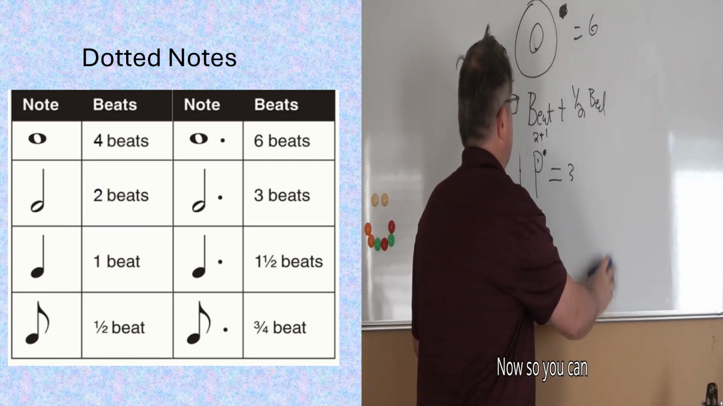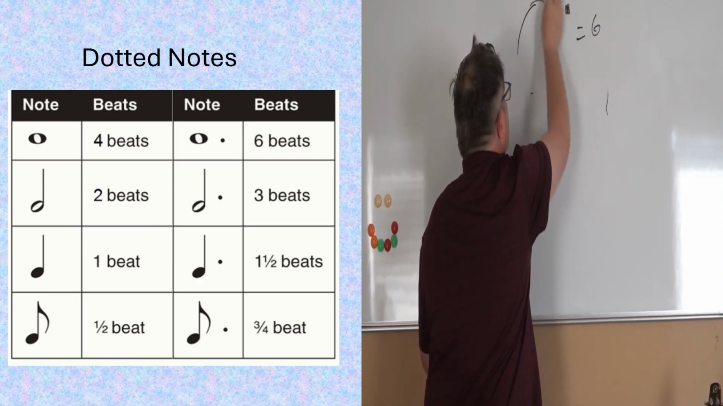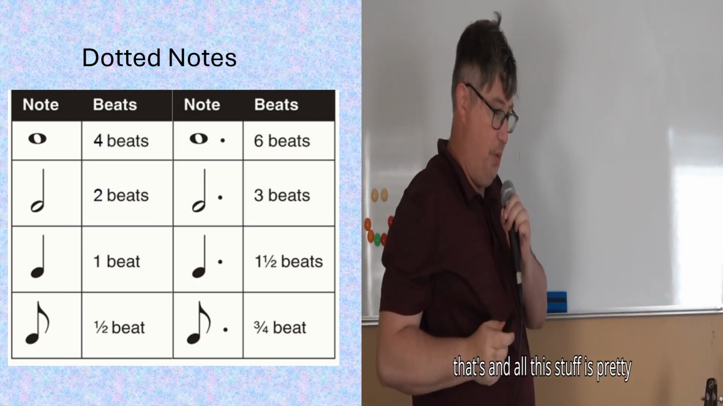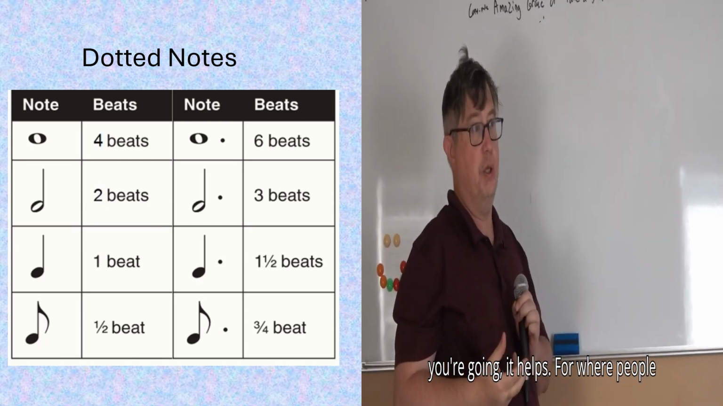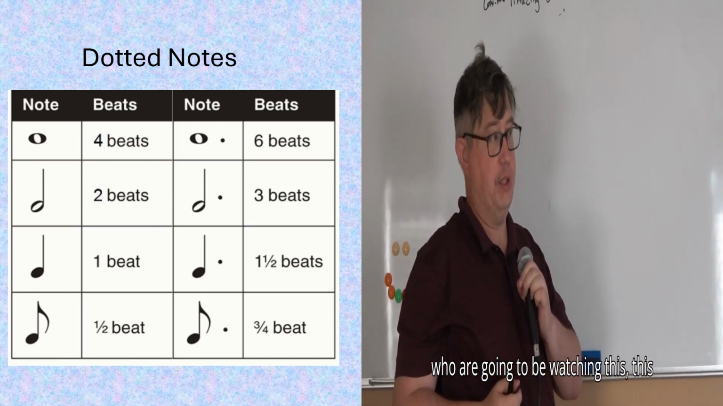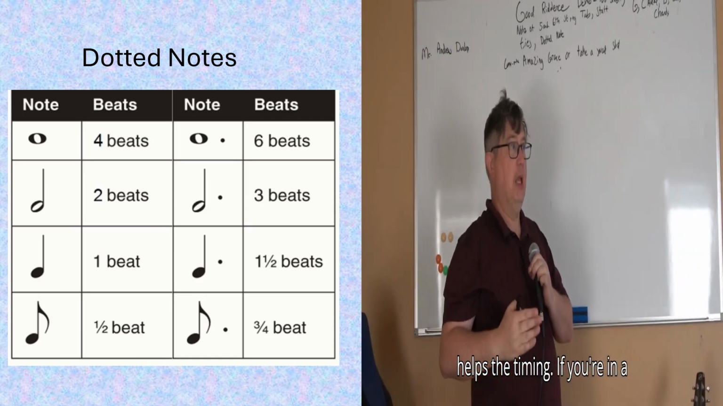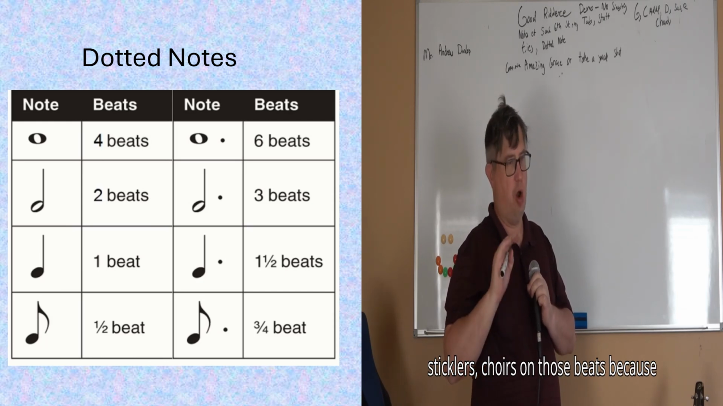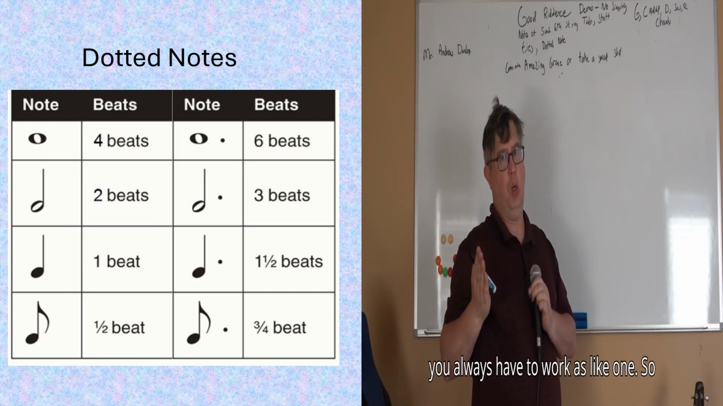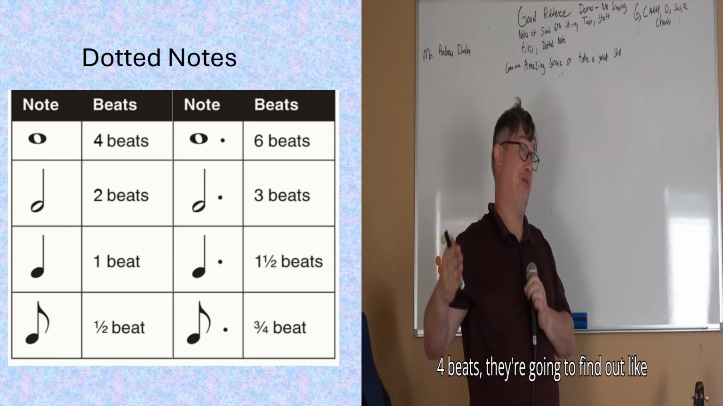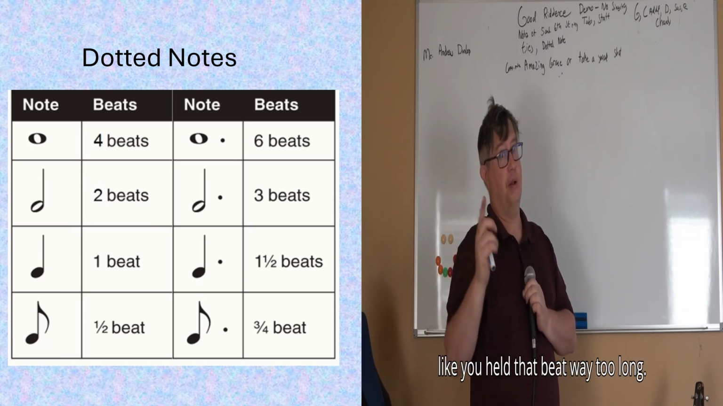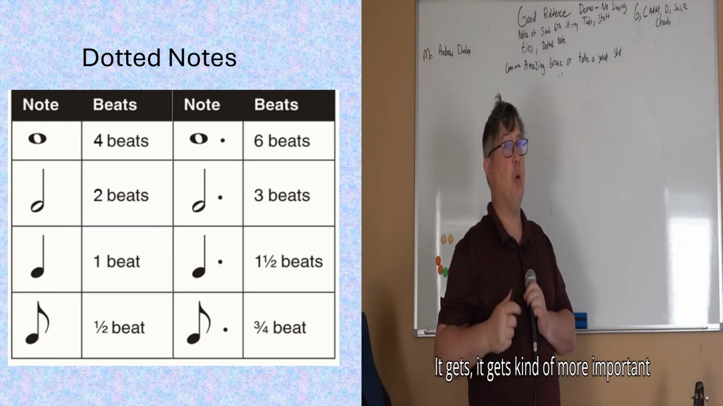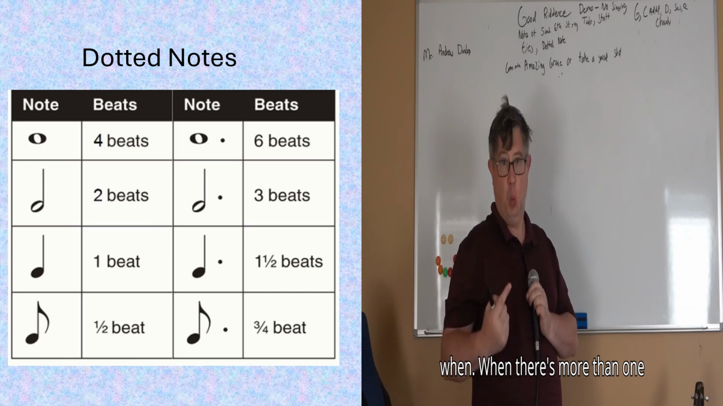All this stuff is pretty important. It helps the timing, for people who are going to be watching this. If you're in a symphony, like I said before, this is very important. Choirs are real sticklers on those beats, because you always have to work as one. If someone does 3 beats and someone does 4 beats, they're going to find out. Like, you held that beat way too long, especially as part of a group.